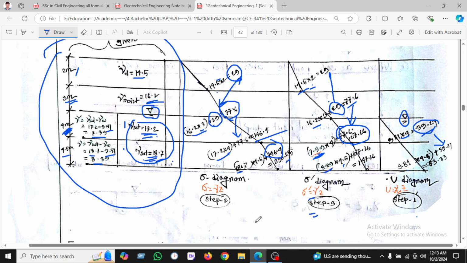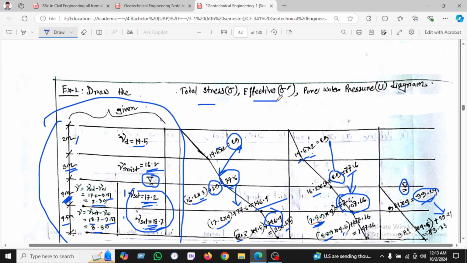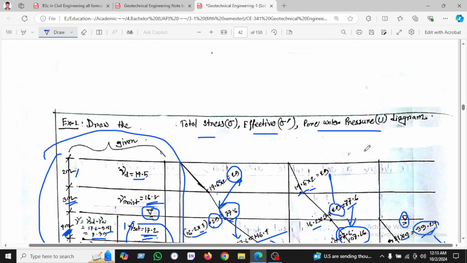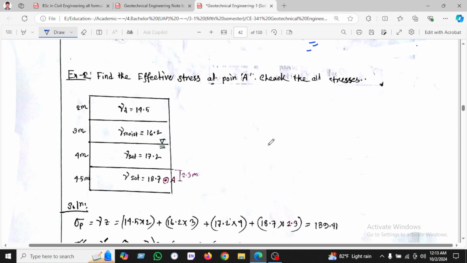These are our diagrams of the total stress. This is the total stress and effective stress, and last is the pore water pressure diagram here. So let's see another example.